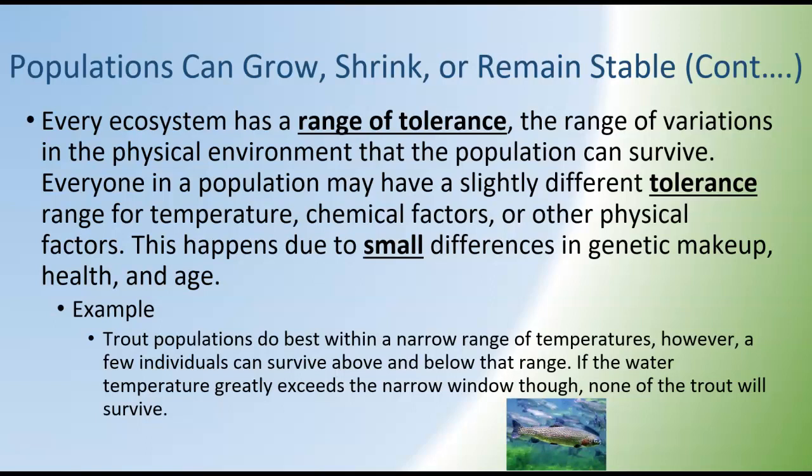Those small differences help put natural selection into play. Those tolerant individuals are going to be able to survive and reproduce, and those who aren't tolerant will not be able to survive and reproduce. And again, this is going to be dependent on the environmental conditions. What an environment does now is not necessarily what it's going to do in the future.